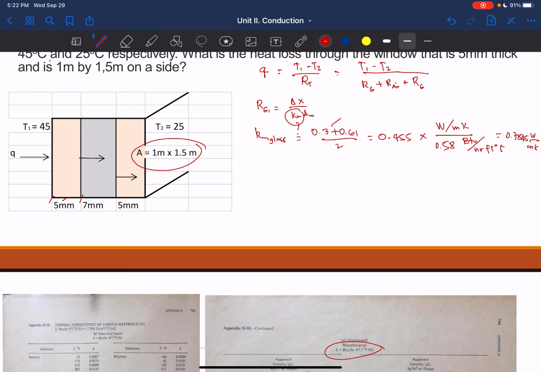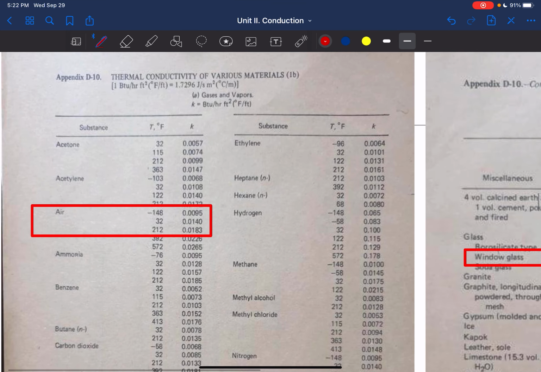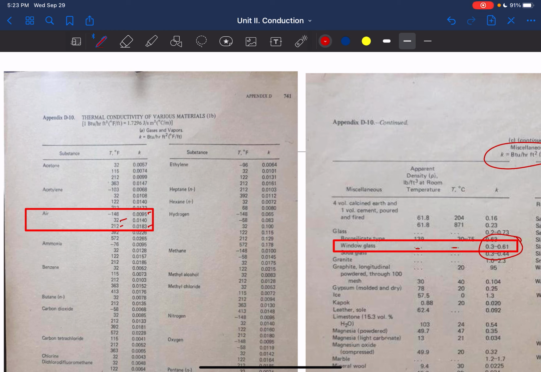Next is for the air. In your Appendix T10, you are given at negative 148 degrees F, your K is 0.95. At 32 degrees, 0.0140, and at 212, it's 0.013. Now, the question is, my T average is 45 plus 25 divided by 2.